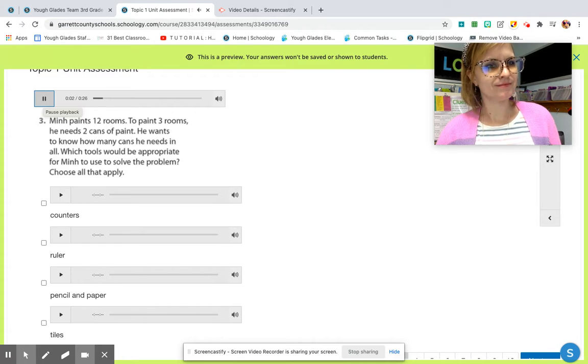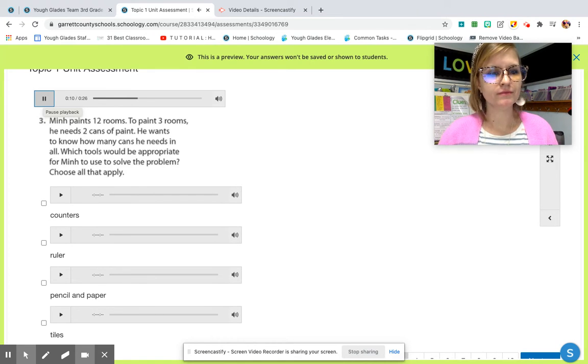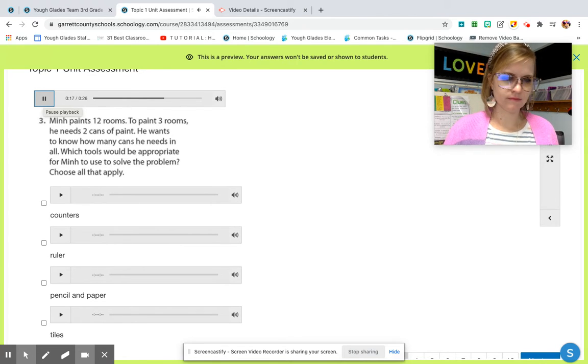Min paints 12 rooms. To paint 3 rooms, he needs 2 cans of paint. He wants to know how many cans he will need in all. Which tools would be appropriate for Min to use to solve the problem?